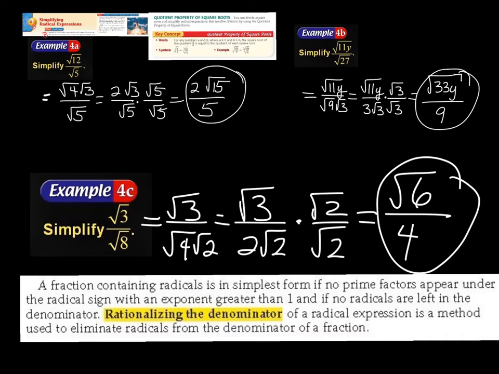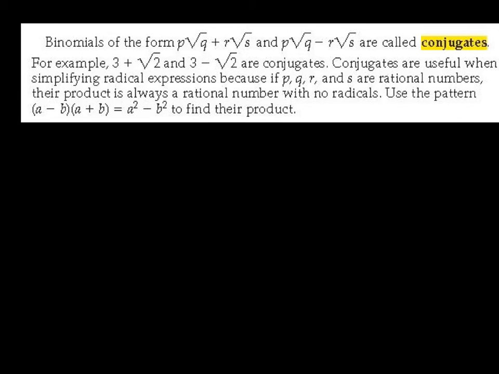A fraction containing radicals is in simplest form if no prime factors appear under the radical sign with an exponent greater than 1, and if no radicals are left in the denominator. Rationalizing the denominator of a radical expression is a method used to eliminate radicals from the denominator of a fraction. Now, if we end up with a sum or a difference in the denominator, we need another trick called conjugates. So if we had, say, 3 plus square root of 2, we'd want to use the conjugate, which is 3 minus the square root of 2.